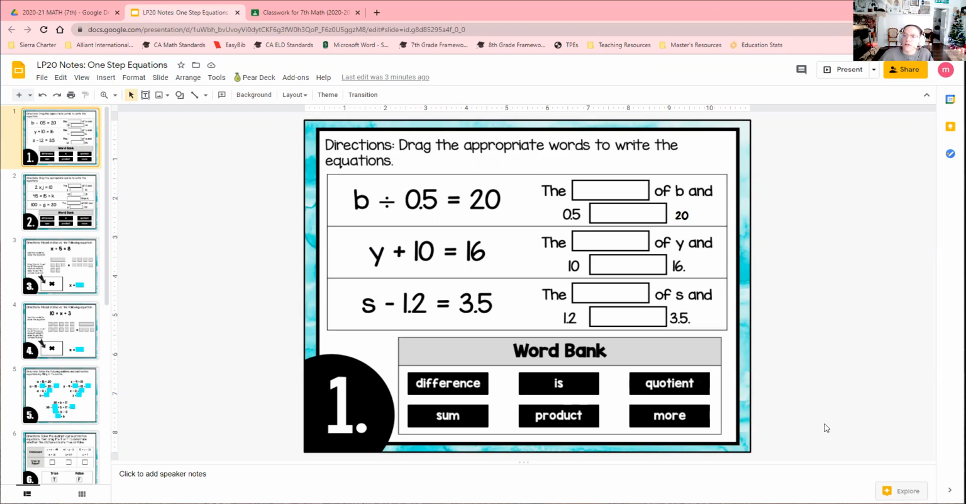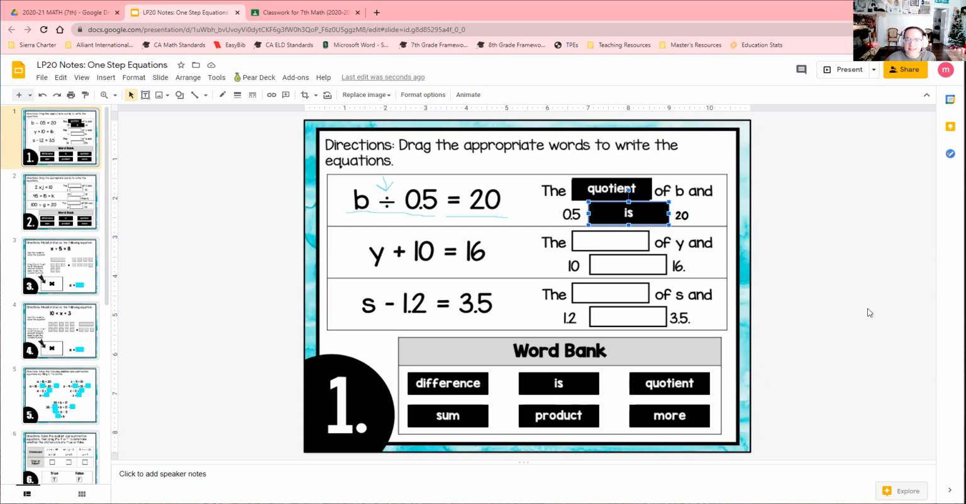which we know what more means. It's a bigger amount. If you have more candy, you have a larger amount of candy, okay? So you want to read the equation and turn that equation into a sentence. So the blank of b and 0.5. If I look at that part of my equation, b and 0.5, this is a division problem, so we're going to use the word quotient. The quotient of b and 0.5 equals 20. So we want to go down and grab the word that means equals. Boom, is. The quotient of b and 0.5 is 20.